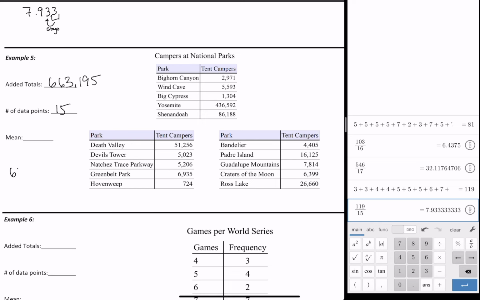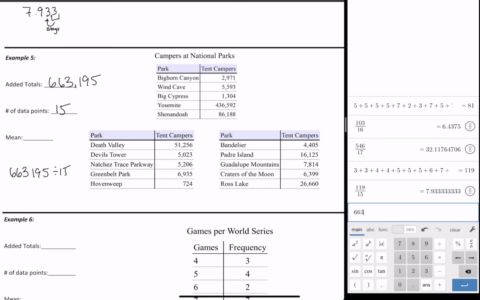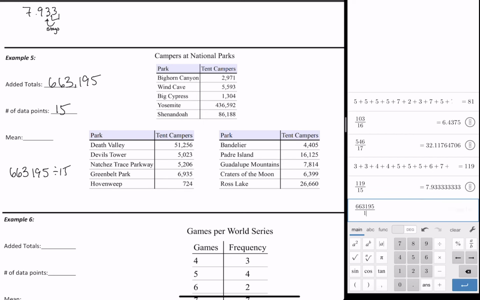So what we're going to do is take 663,195 divided by 15. And I'm going to type that in my calculator here so you guys can see what I'm talking about. Divided by 15. And this one's a nice number. See how there's no decimals here? That is just beautiful, gorgeous. So I'm just going to write that whole thing out correctly: 44,213. So our mean, or our average, for all of these numbers is 44,213.